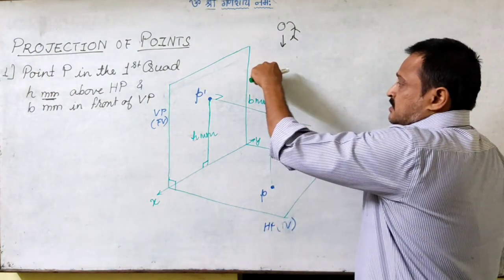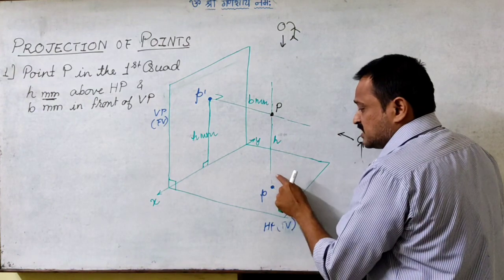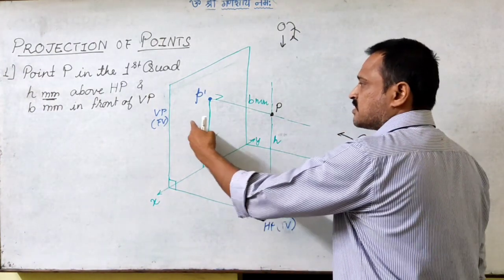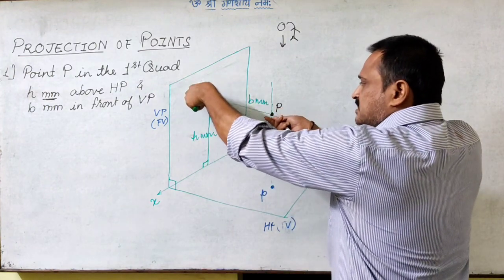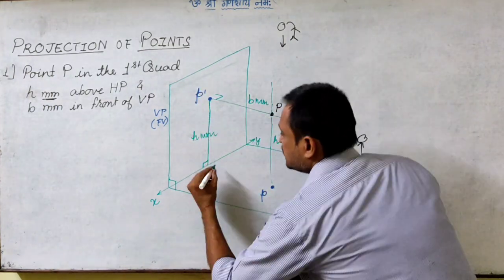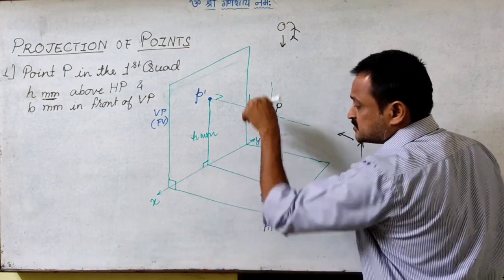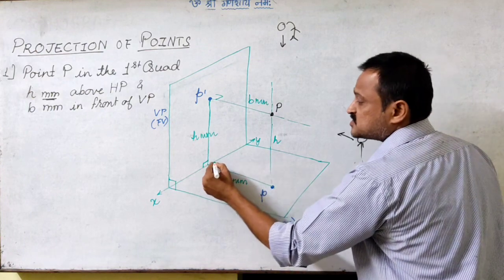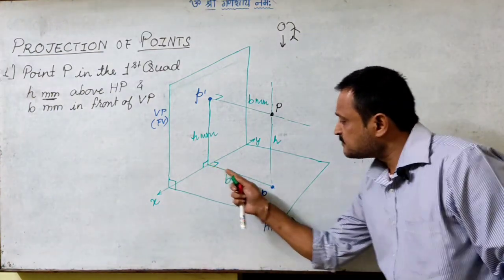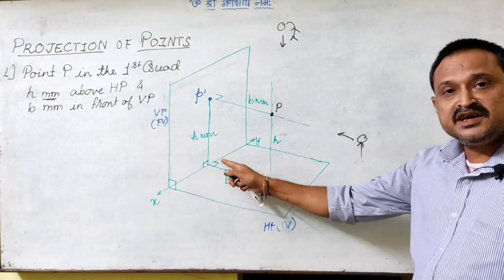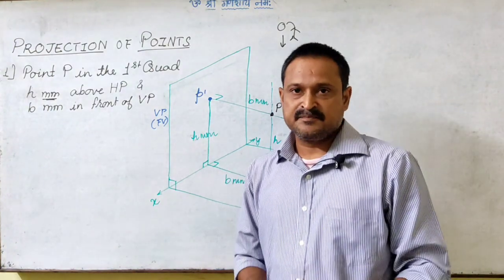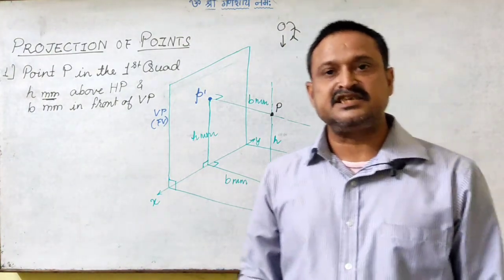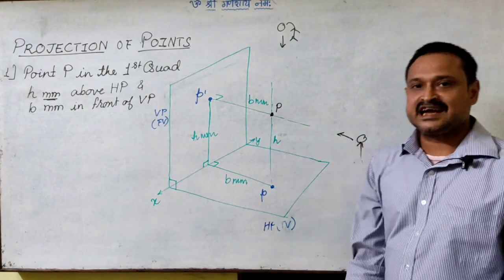Again, this projector is perpendicular to the HP, that means it is parallel to the vertical plane. So this parallel distance is going to drop down. I will be able to see in the top view image the point to be b millimeters from the XY line, where this projector will be perpendicular to the reference line XY. Now this is a three-dimensional, pictorial representation to understand how we are getting the image.